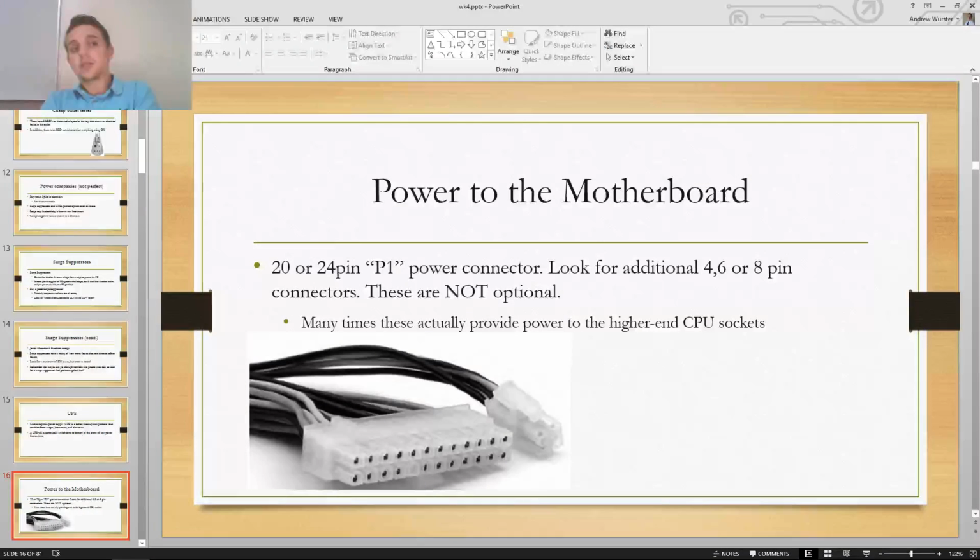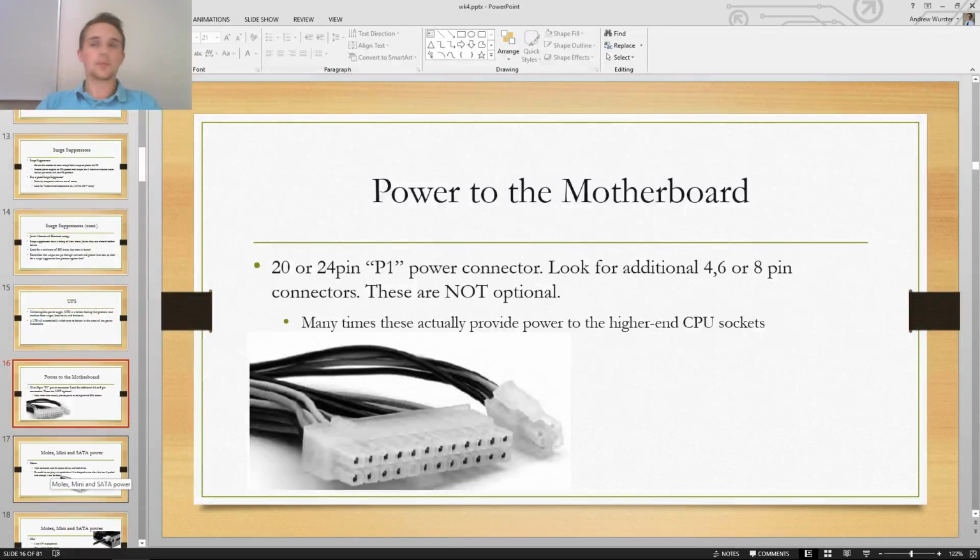With the exception of newer CPUs, which require more power, which they have adapters that plug into a separate port directly on the motherboard, and that provides additional power to the CPU. And most power supplies have those now. You don't always need them, but nowadays they just keep getting more and more powerful, so it's likely you'll need it. But don't worry about it not being there if you're buying a new power supply.